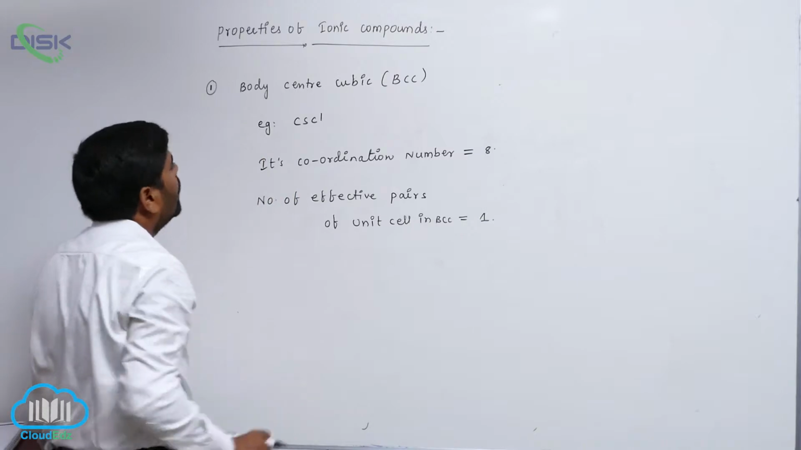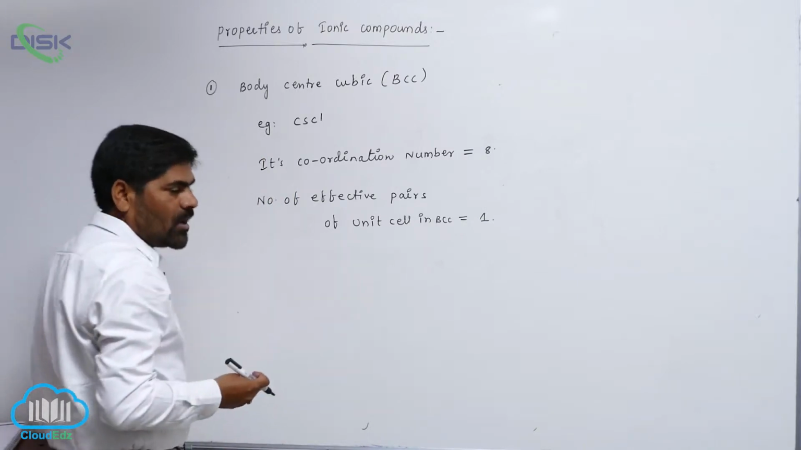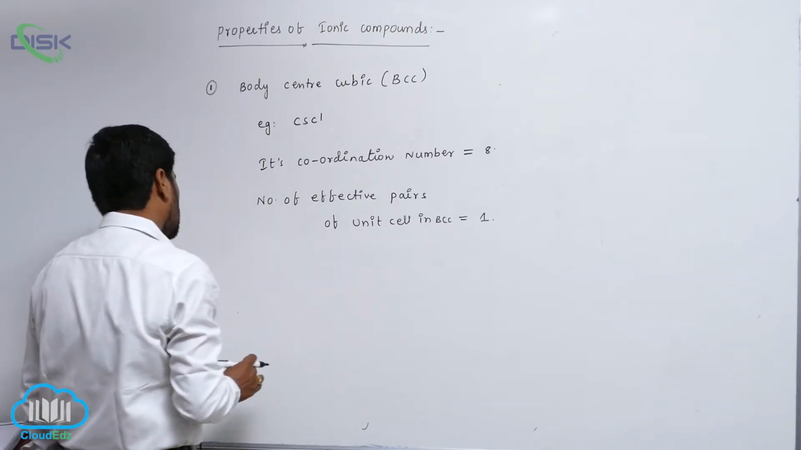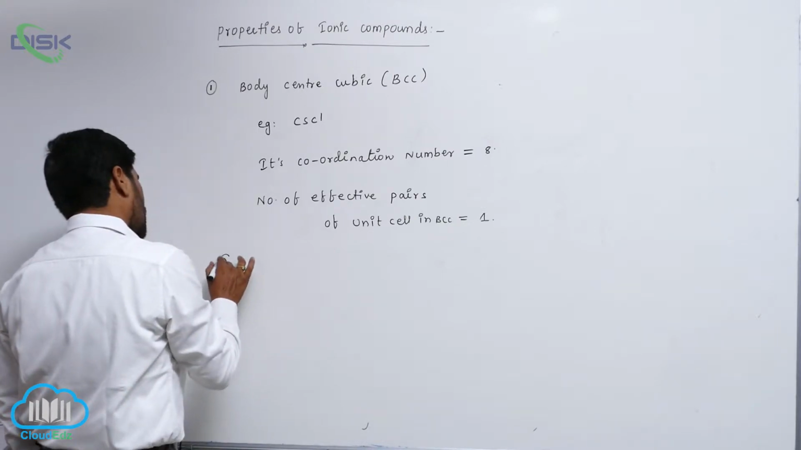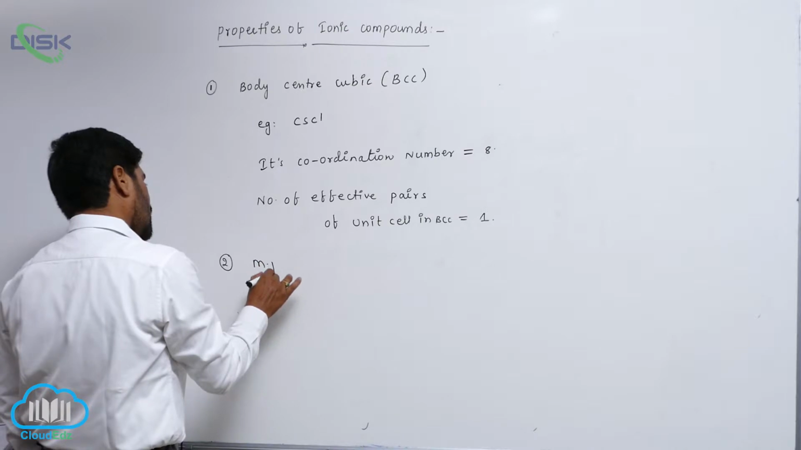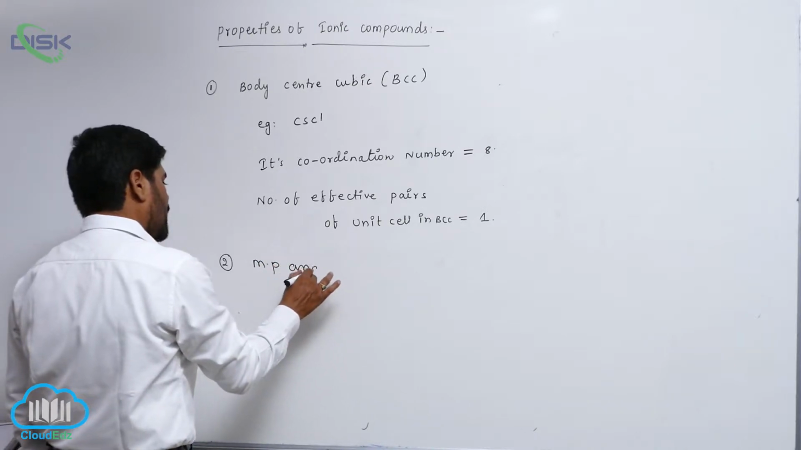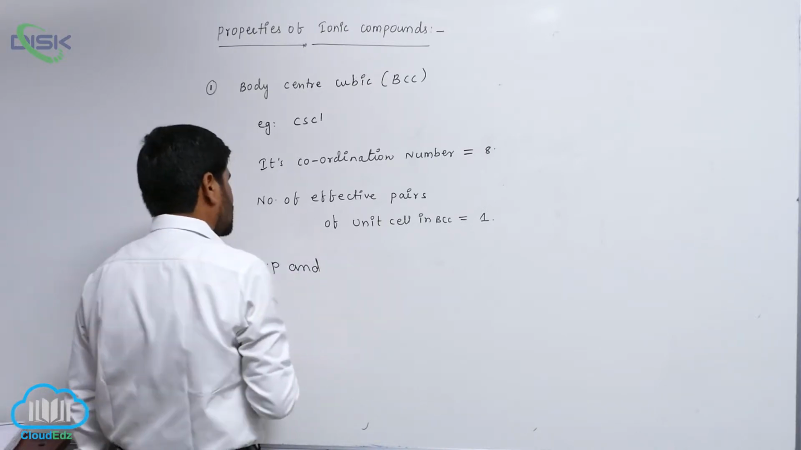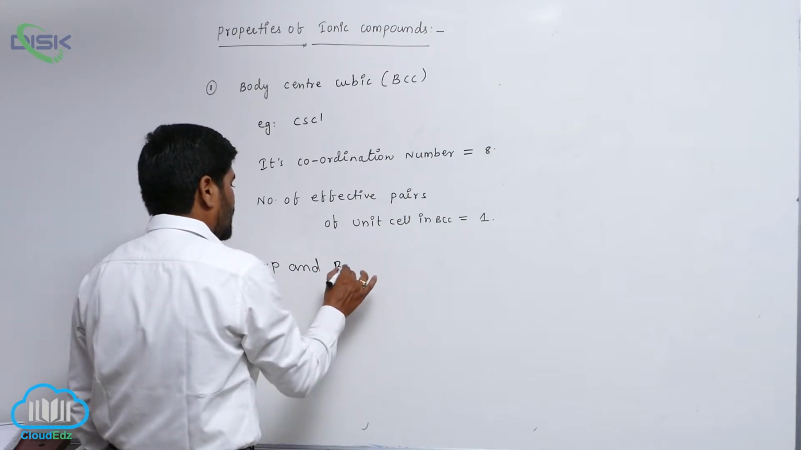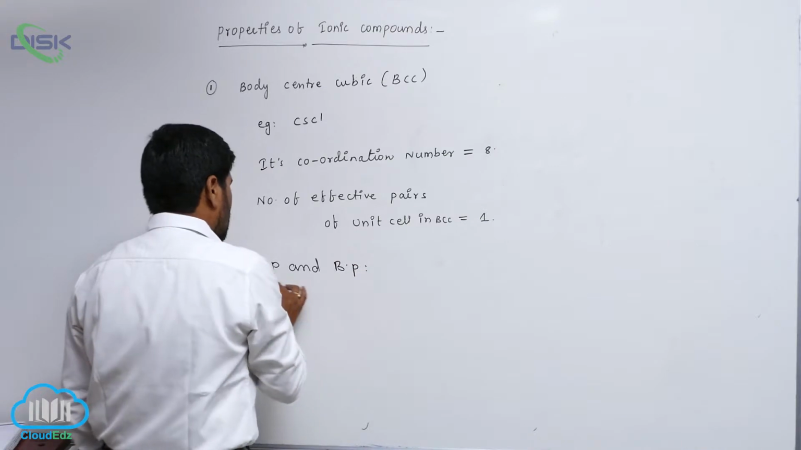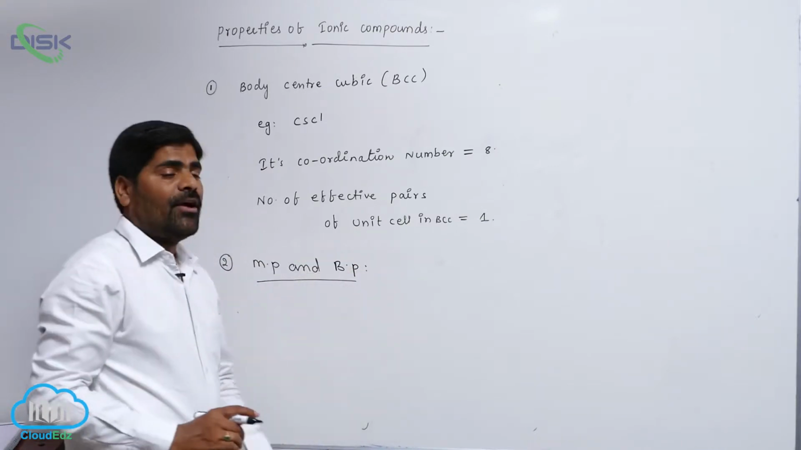This one is body center cubic. Another one is face center cubic. Second one is melting and boiling points. The first one is ionic nature or crystalline state. Second one is melting and boiling points of ionic crystals.